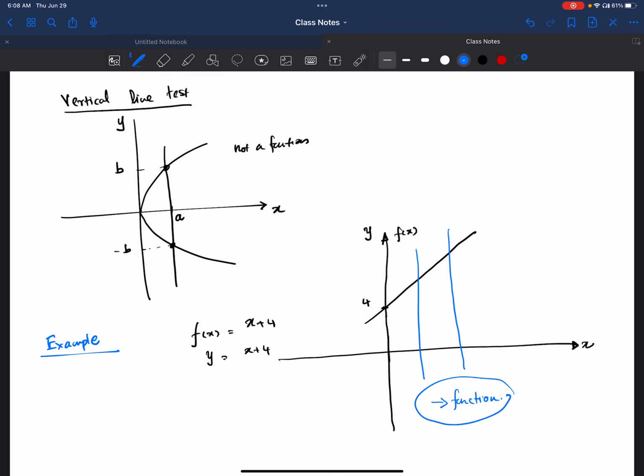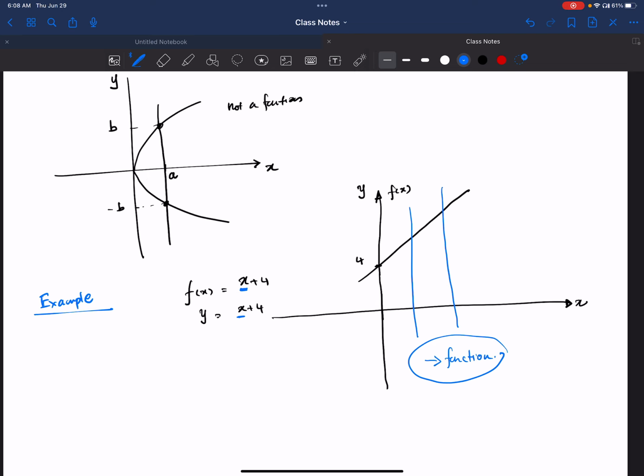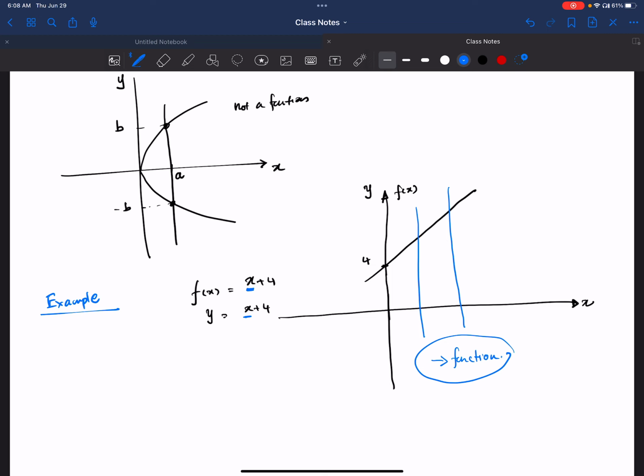What are all the possible values that x can take to define f of x properly? That is called the domain. So for this one, the domain is all real numbers, so negative infinity to positive infinity.